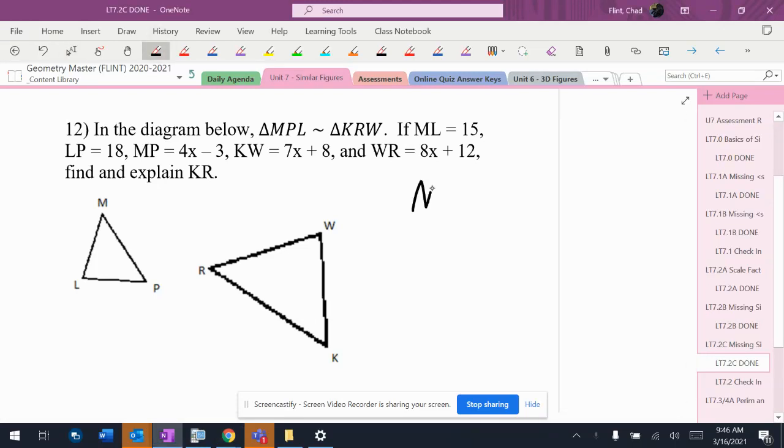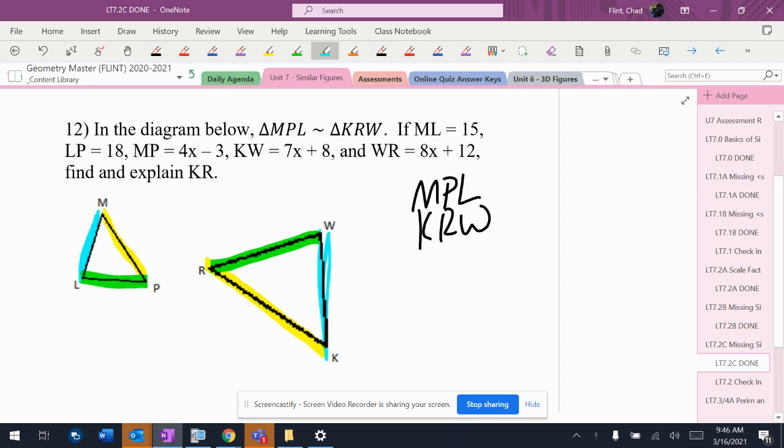Let's pair our sides up. So MPL, KRW. So MP pairs up with KR. LP pairs up with WR. And LM pairs up with WK. So there's my sides. Let's label some stuff here.